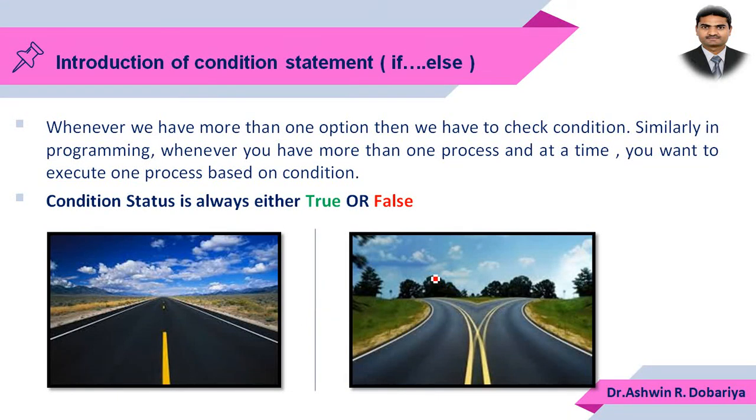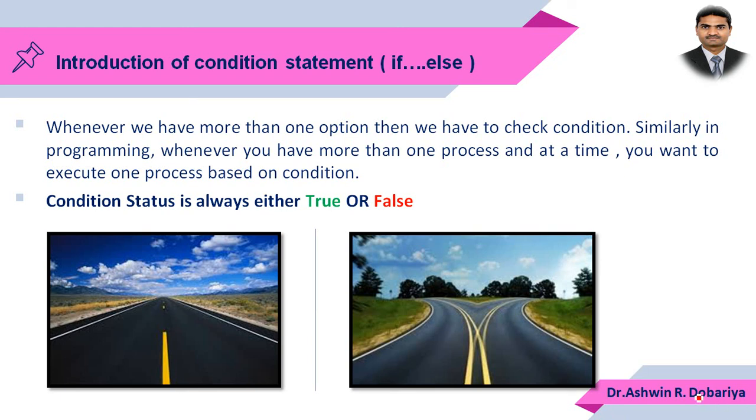First of all, we have to understand when we require a condition in our program, or where we require to write the condition in our program. So whenever we have many options, then we have to check the conditions, and depending on the condition we have to select one process. It is something like a situation in our real life. Suppose you are going to a particular place, and suppose you are going on a straight road, then there is no need to take any decision, because you have to go only straight.